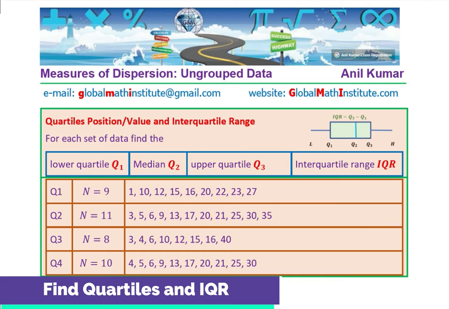How do you find quartiles when an even or odd number of data elements is given to you?